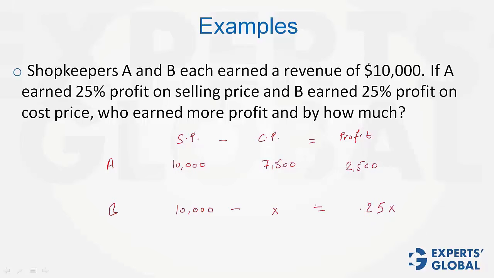1.25x equals 10,000. X equals 8,000. So the profit of A was $2,500. If X is 8,000, profit for B becomes $2,000. So who earned more profit? A earned more profit. And by how much? $2,500 minus $2,000. That means $500.